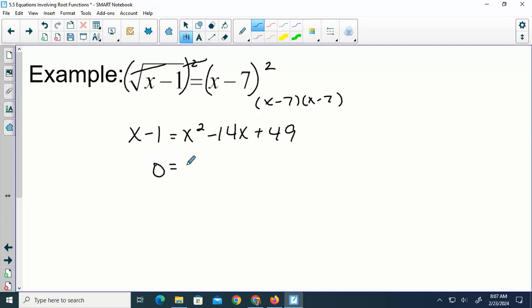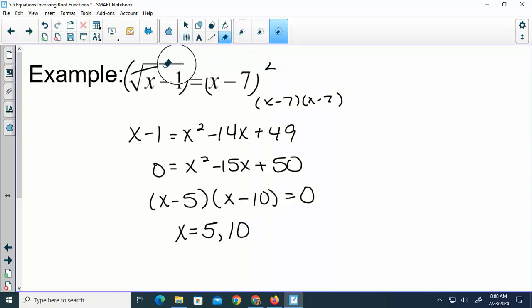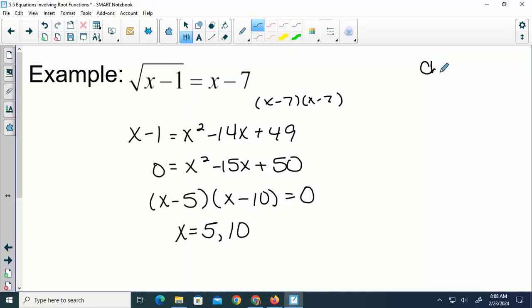Take everything over to the right, so my x squared will be positive. So if I subtract my x, it's negative 15x. Add my 1 plus 50. So that factors into x minus 5, x minus 10. So we get x to be positive 5 or positive 10. What do we need to do at the end? Check.